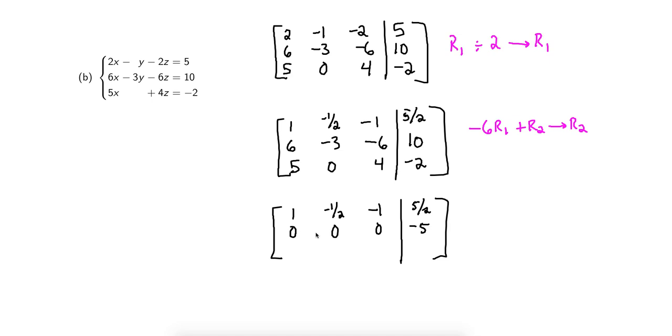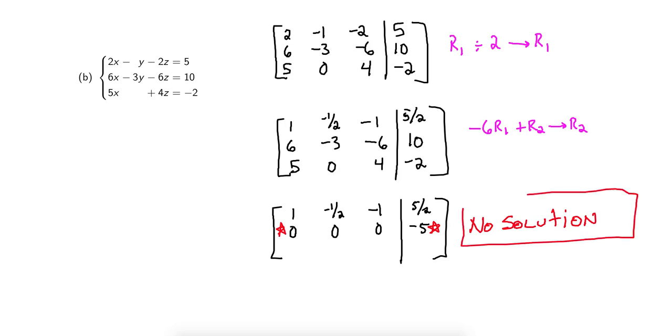So again, notice we have to the left of the vertical bar a row of zeros. So this means 0x plus 0y plus 0z equals negative 5, which is never going to be true, since 0 is never going to equal negative 5. So because we have this row of zeros on the left and a negative 5 on the right, that is going to mean we have no solution to this problem. There's no ordered triple that will make all 3 of these equations true at the same time.